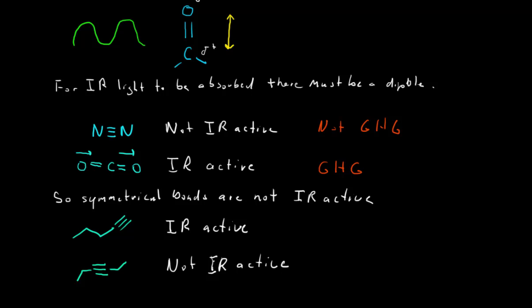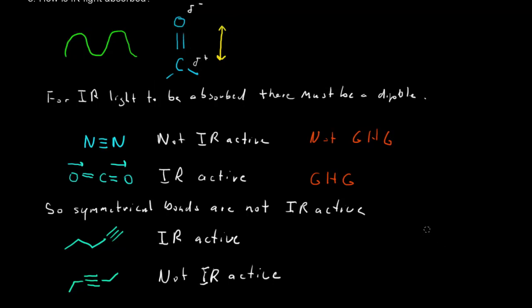So that's an important thing to bear in mind when you're looking at using infrared spectroscopy for structure determination. The bonds must have dipoles, even very slight ones, and therefore they cannot be symmetrical. So now there's just a couple more things to talk about with regard to the theory of infrared spectroscopy.